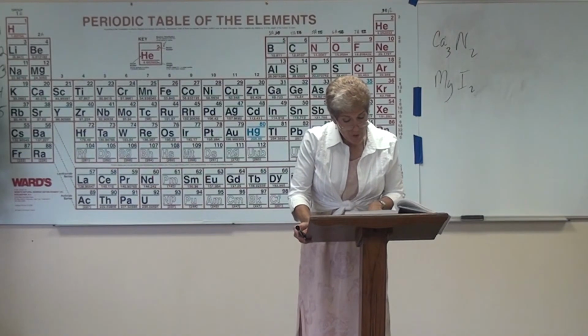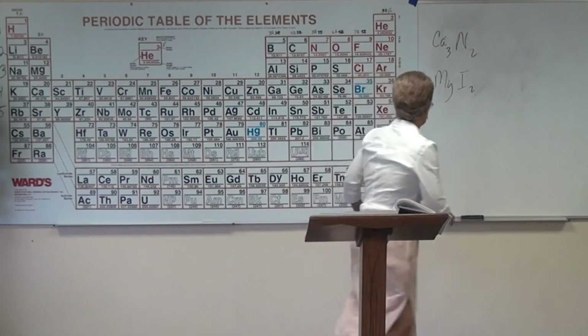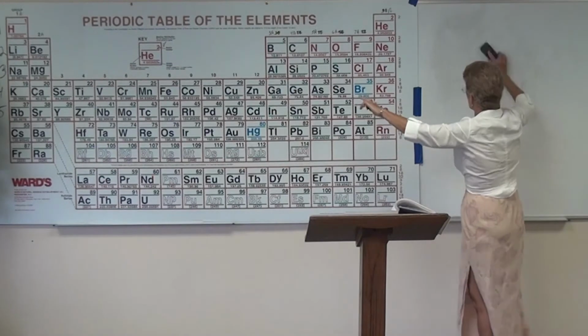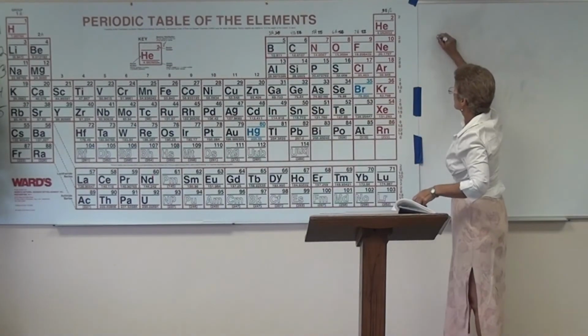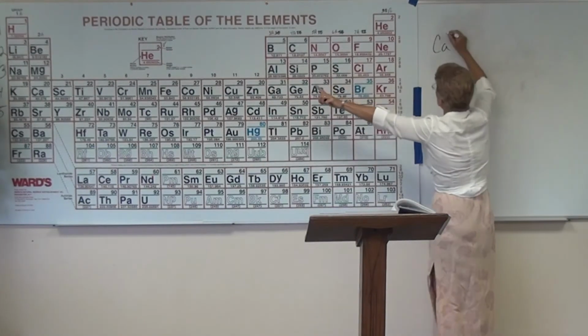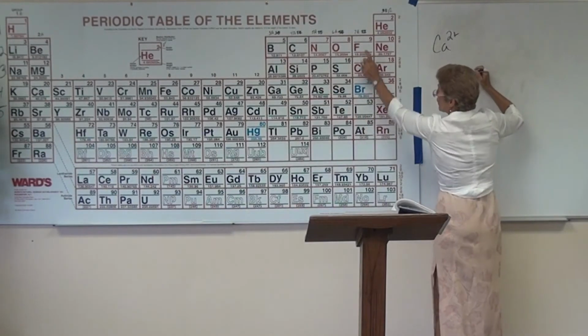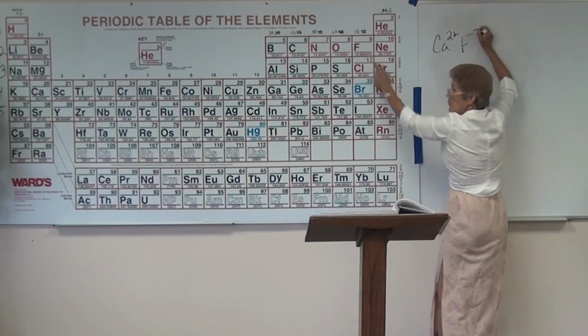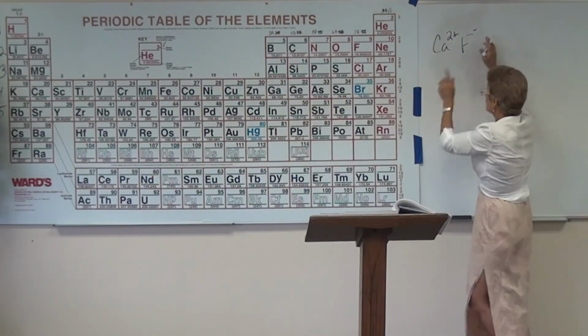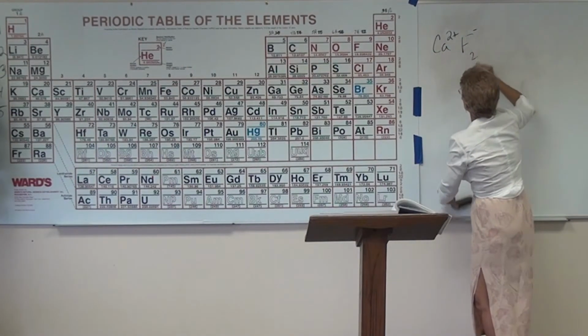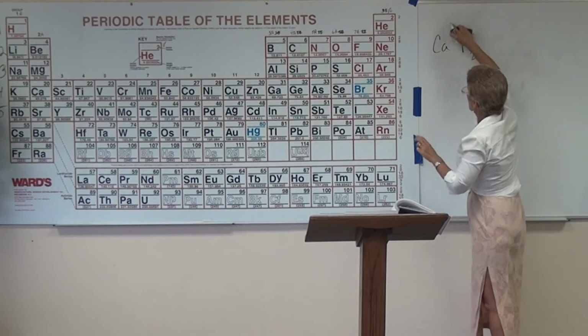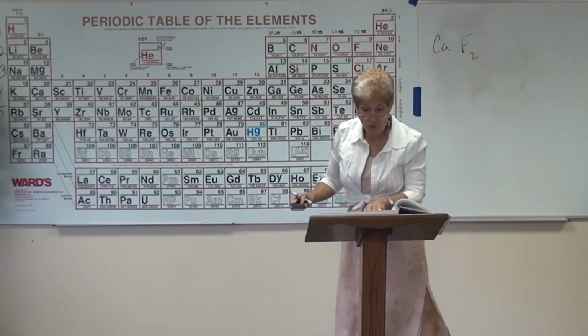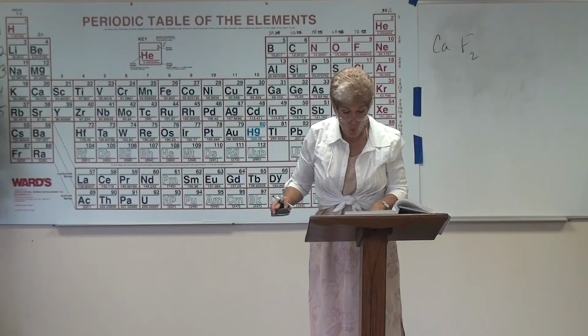Okay, let's see. What is the chemical formula for calcium fluoride? So you'd look over there, and what's its symbol? Calcium. Ca. And what is it? +2. And then here's fluoride. What's its charge? -1, right? Okay, so we flip-flop. This gets a 1, this gets a 2. And there's calcium fluoride. You've got to be able to do that for this test and forevermore.